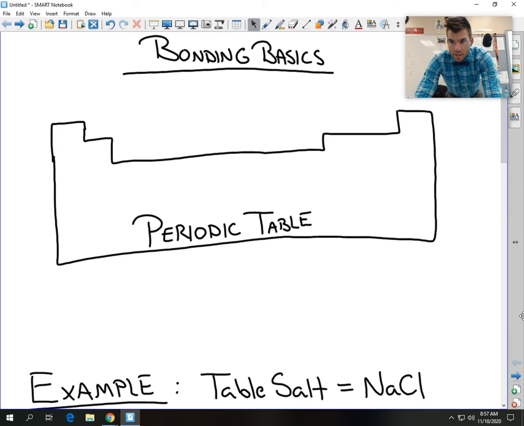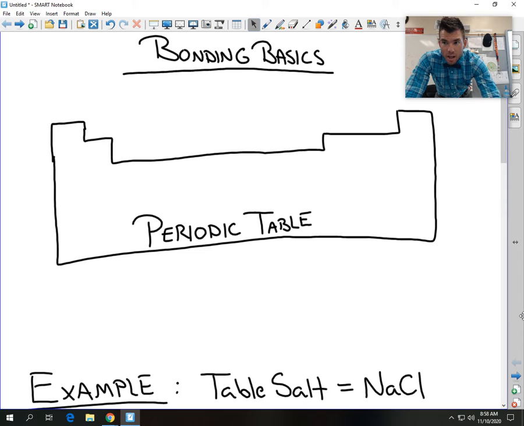So what we basically want to see is how do elements like hydrogen and oxygen, why do they come together to make water? And that's called bonding. Today's example we're going to use is with table salt, as you can see there on the screen. So table salt is something that you use on your food on a daily basis. Maybe put it on your eggs this morning or something like that. And so table salt is really just sodium and chlorine.